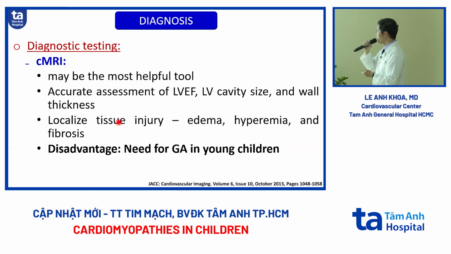Cardiac MRI may be the most helpful tool in the diagnosis of DCM. It gives an accurate assessment of the left ventricular ejection fraction, the LV cavity size, and the wall thickness. Cardiac MRI can localize the tissue injury, which includes edema, hyperemia, and fibrosis. The disadvantage of using cardiac MRI in children is the need to use gadolinium in young children.